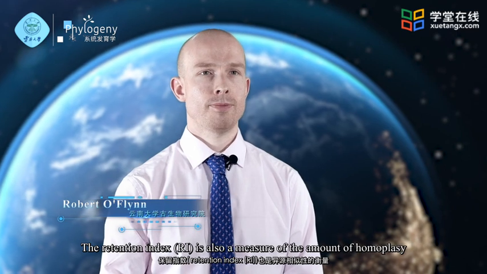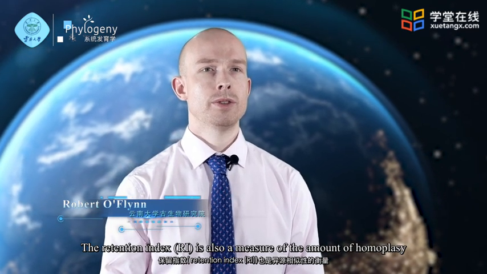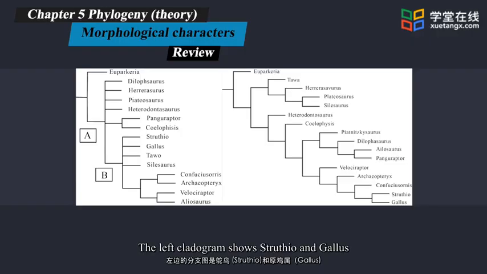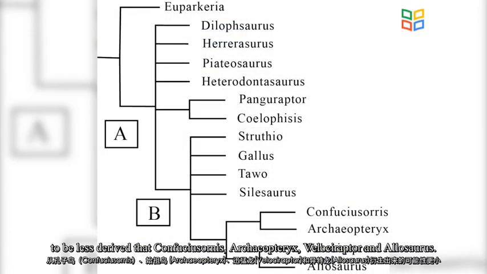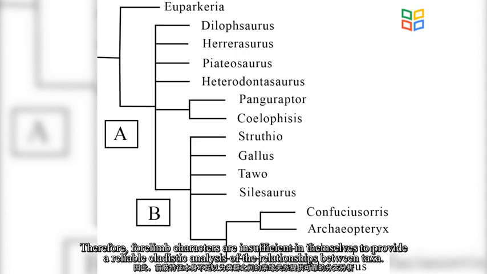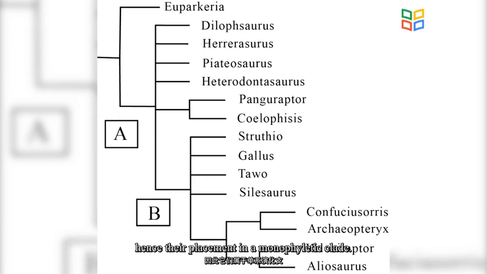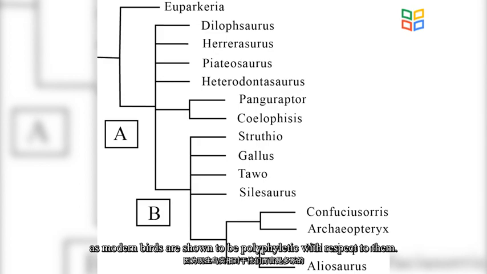The retention index, RI, is also a measure of the amount of homoplasy, but also measures how well synapomorphies explain the tree. The left cladogram shows Struthio and Gallus to be less derived than Confuciusornis, Archaeopteryx, Velociraptor, and Allosaurus. Therefore, forelimb characters are insufficient in themselves to provide a reliable cladistic analysis of the relationships between taxa. Gallus and Struthio share some forelimb characters with Tava and Syntarsus, hence their placement in a monophyletic clade. However, these characters appear to be plesiomorphic, as modern birds are shown to be polyphyletic with respect to them.